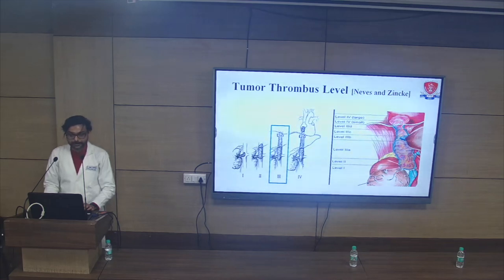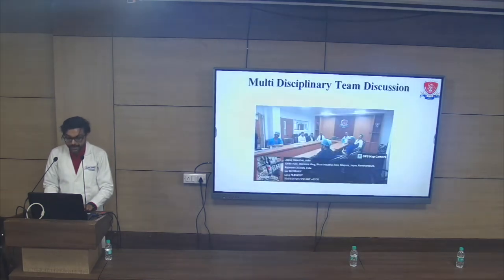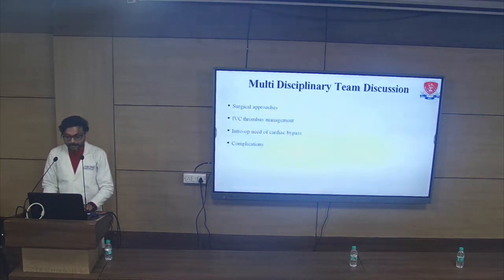So due to the complexity of the structure and the planning of management, first of all we discuss the diagnosis: a 62-year-old lady with a right adrenal tumor of stage 3 along with IVC thrombus level 3 along with ACTH independent Cushing syndrome, hypokalemia and metabolic myopathy. We discussed this case in the multidisciplinary team. The topics discussed were the surgical approaches, IVC thrombus management, intra-op need of cardiac bypass, and the various intra-op and post-op complications.